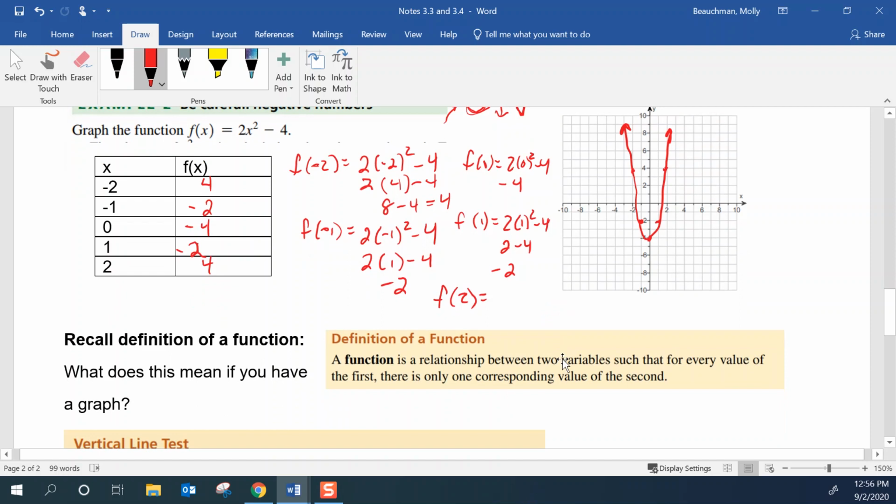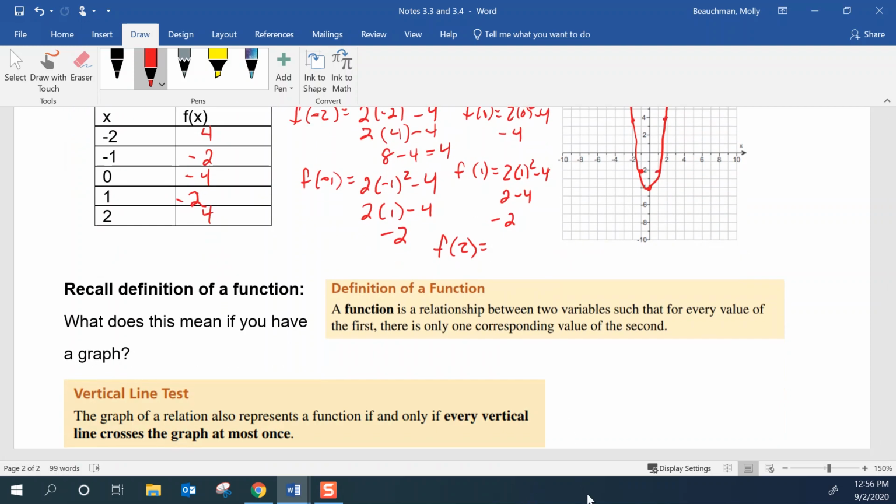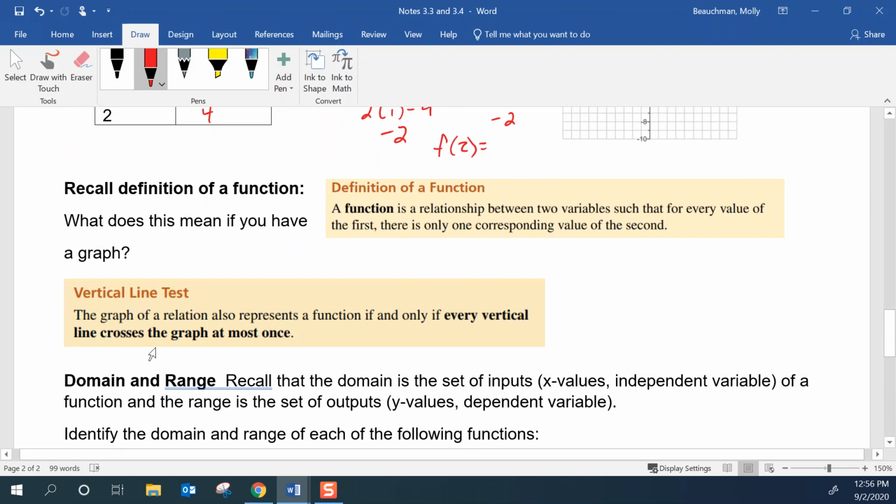All right, next item, recall the definition of a function. A function is a relationship between two variables such that for every value of the first, there's only one corresponding value of the second. And what does that mean if we have a graph? If we have a graph, we do something called the vertical line test.